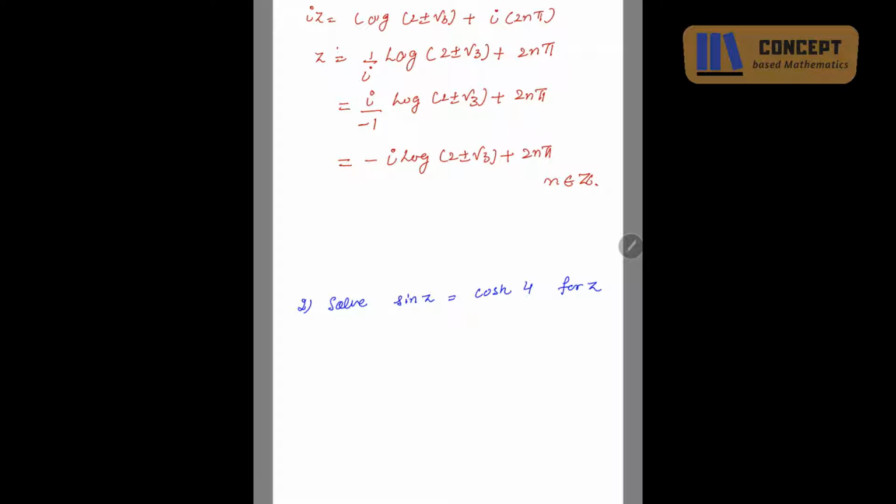So the next question is, solve sin z is equal to cos hyperbolic 4 for z. Now first I will check this. Is it a real number or not?